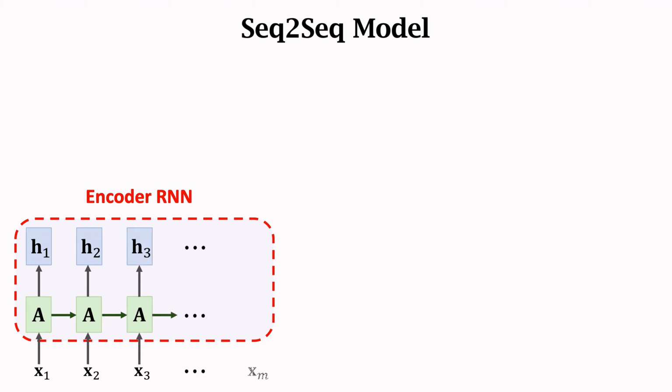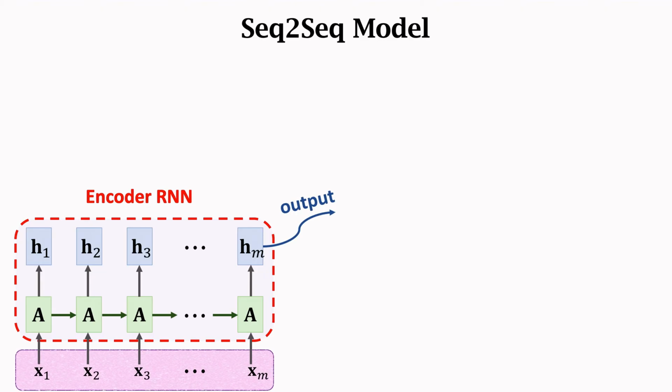After taking all the x vectors as inputs, the encoder RNN stops running. The encoder RNN outputs the final state hm. hm is the representation of the entire input sequence, x1 to xm. If the input sequence is an English sentence, then hm is a condensed representation of the English sentence. Ideally, hm contains all the information of the English sentence.